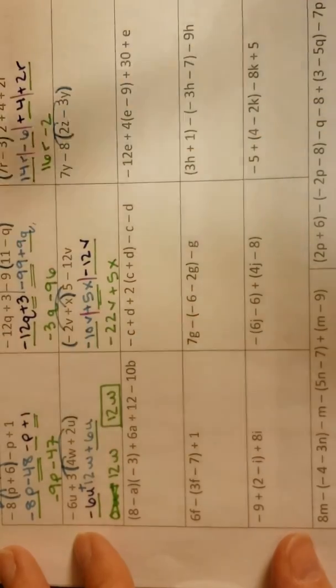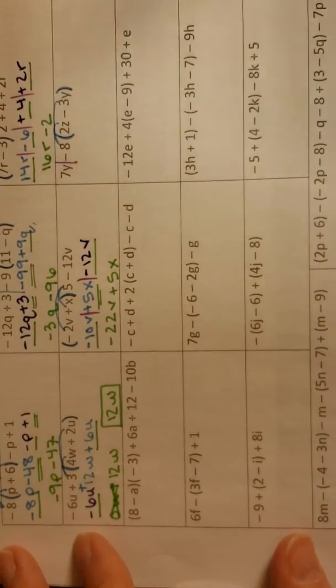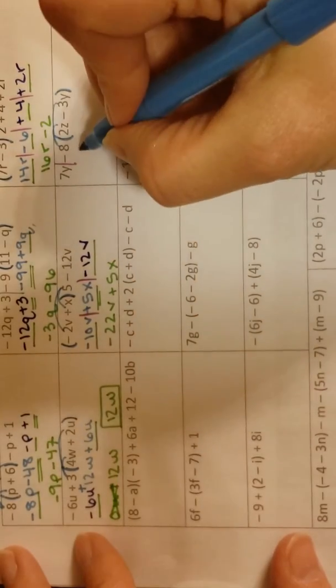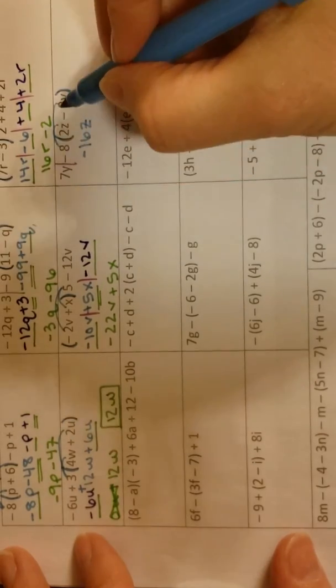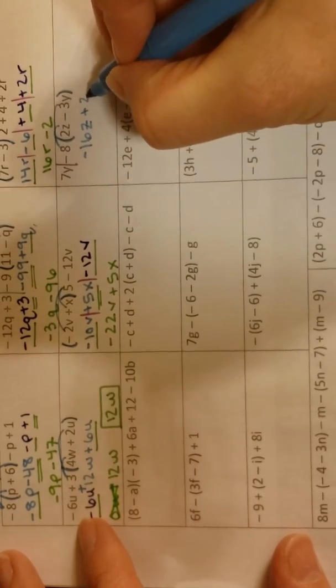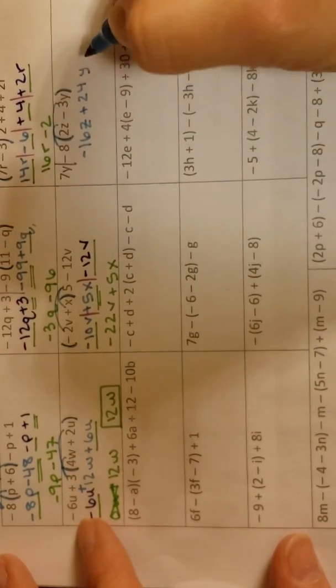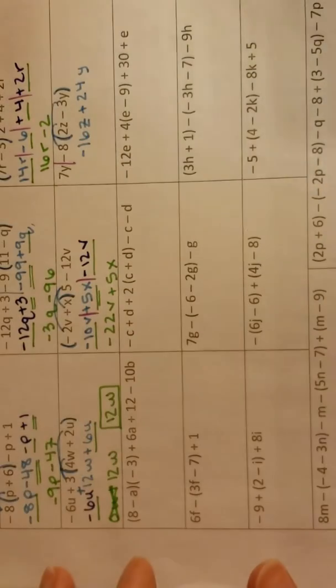Where does this negative go? It goes with the 8, doesn't it? So -8 times 2 is -16 z's. Negative times a negative is a positive. 8 times 3 is 24. Again, a negative times a negative is a positive. That was multiplication, so that's why that became positive.